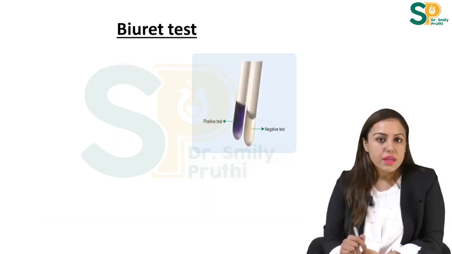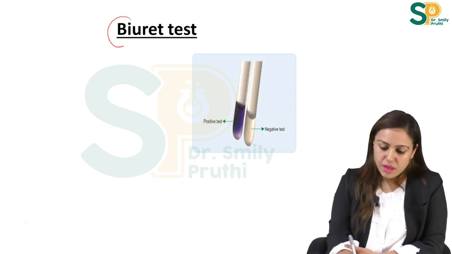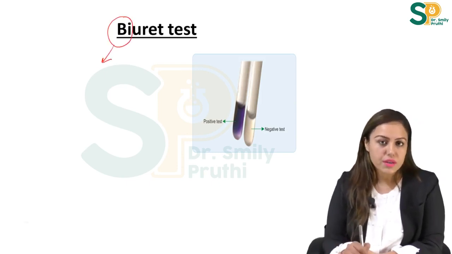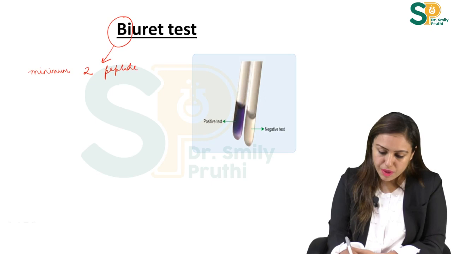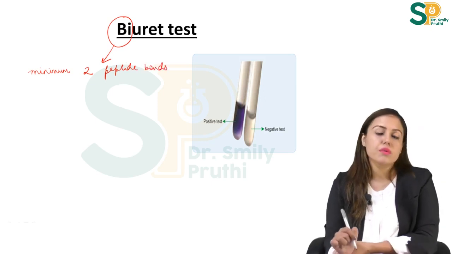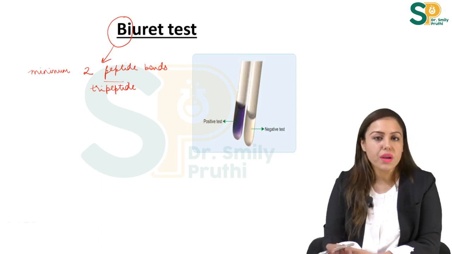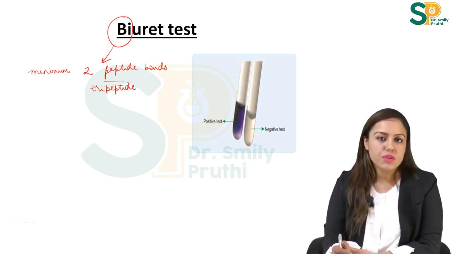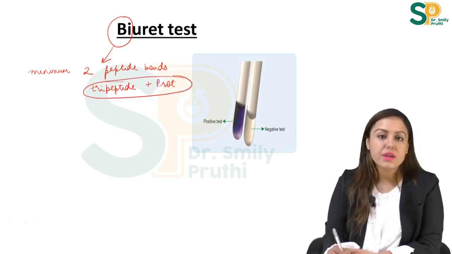Okay. Then coming to the next test, that is biuret test. The name is telling you something, so let's see that. Bi stands for 2. For this test to be positive, minimum 2 peptide bonds should be present. Minimum 2 peptide bonds should be present, and you know 2 peptide bonds means tripeptide, right? 2 peptide bonds means 3 amino acids, so it is a tripeptide. Tripeptide and proteins give biuret test positive.